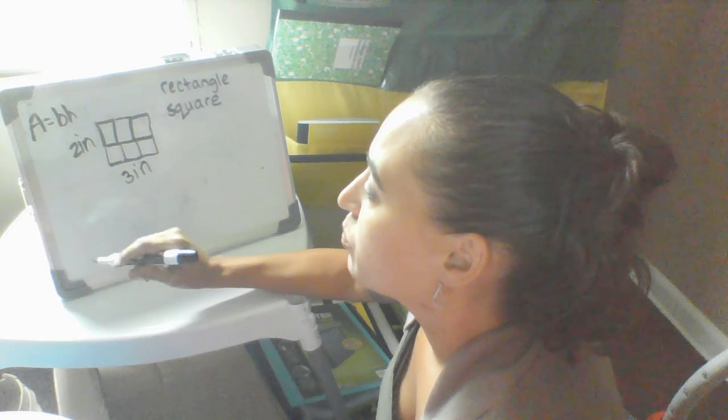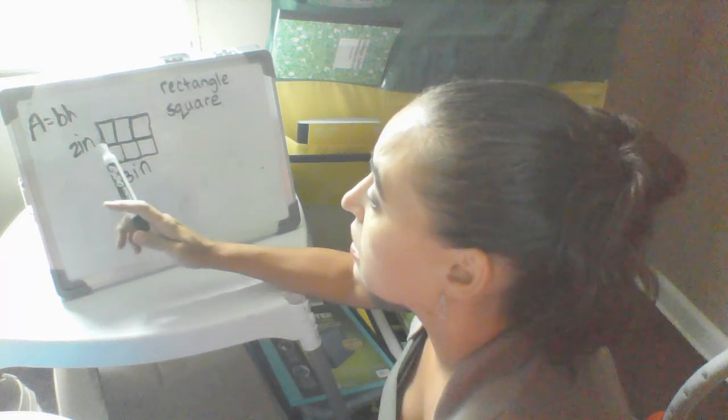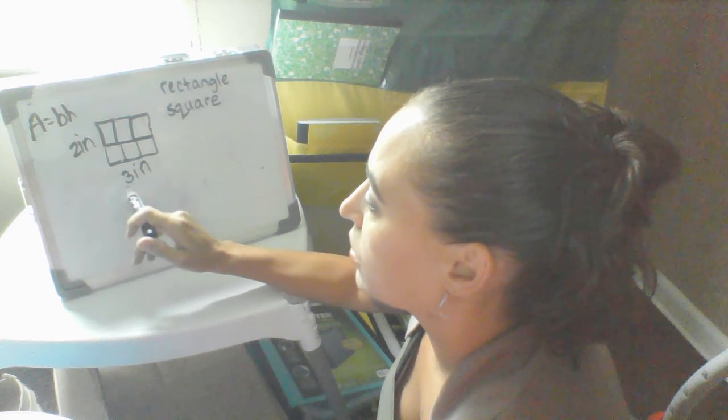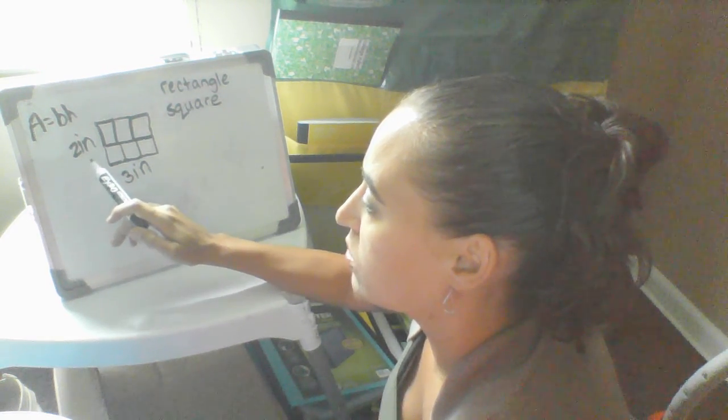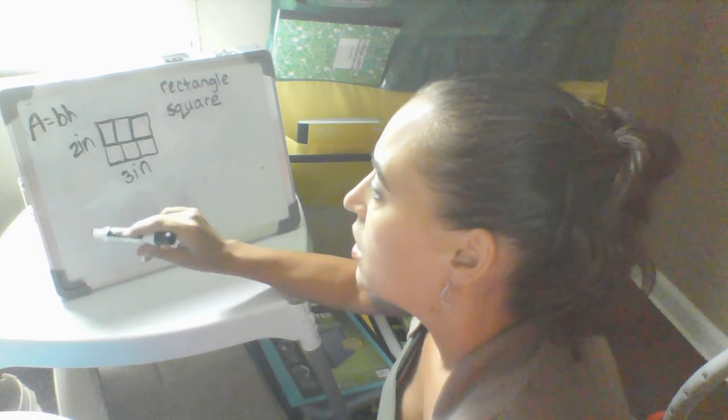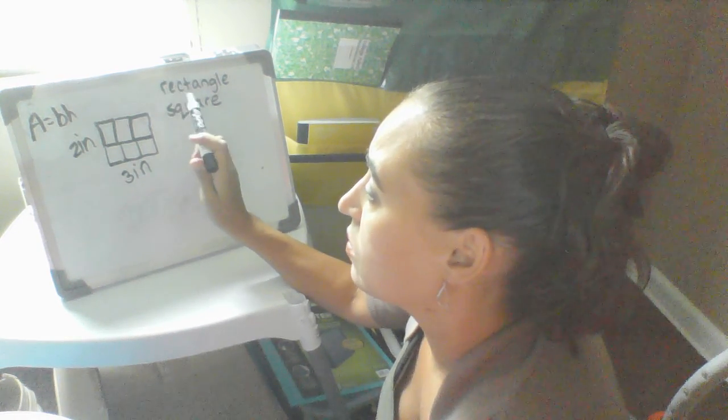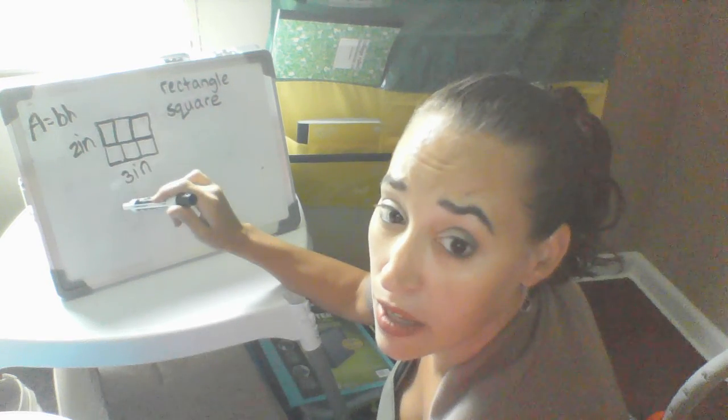Now, we can tell right away it's a rectangle, not a square. How do I know that? Because there's a 2 and a 3. If it was a square, they would both have to be 2 or they both have to be 3. The biggest difference between a square and a rectangle is a square has all equal sides.